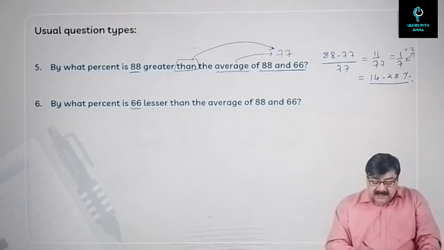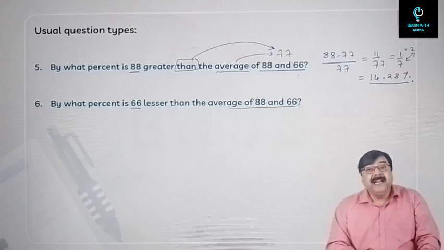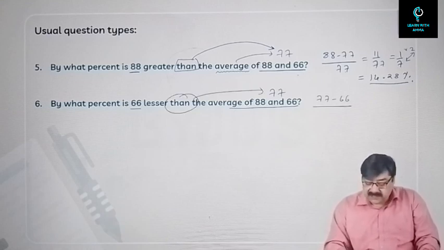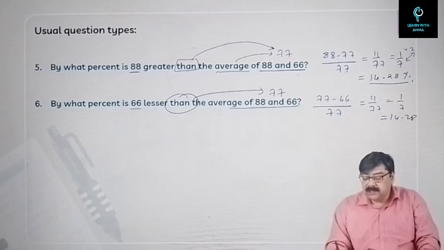Now by what percent is 66 lesser than the average of 88 and 66? Once again, the average here is 77. So 77 minus 66 by 77. So 77 goes to the denominator. So this is 11 by 77. Again 1 by 7, which is 14.28% as we have already discussed here.